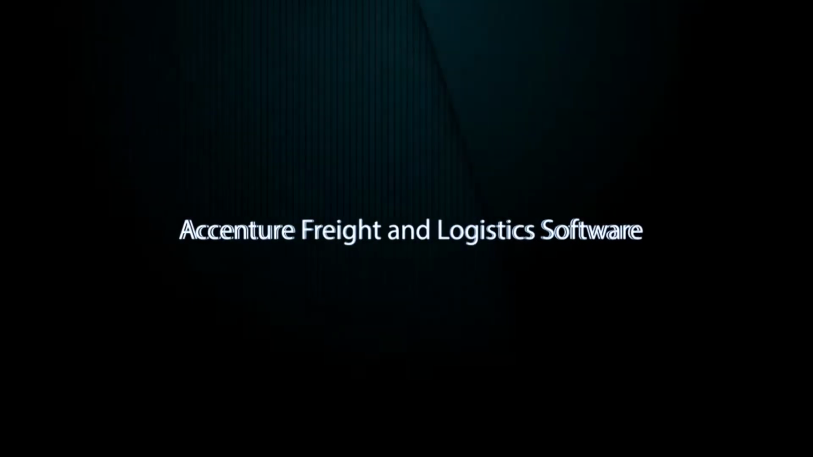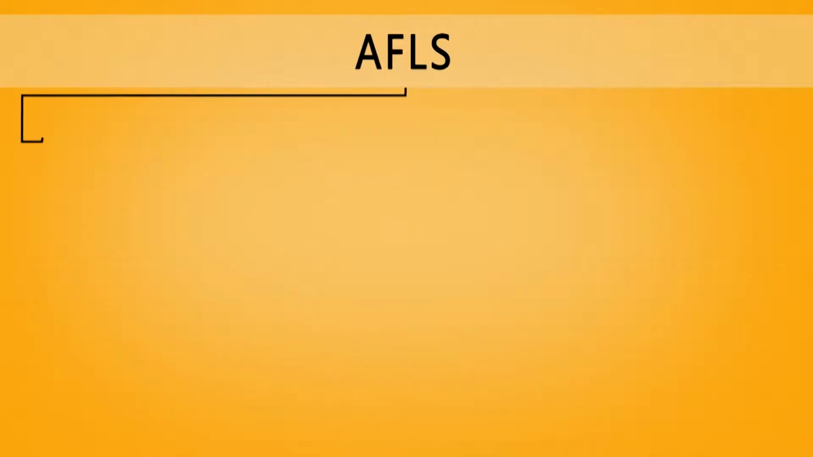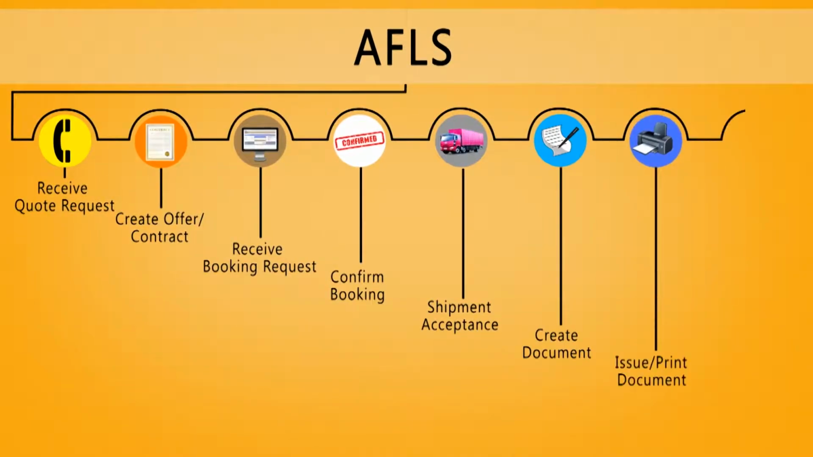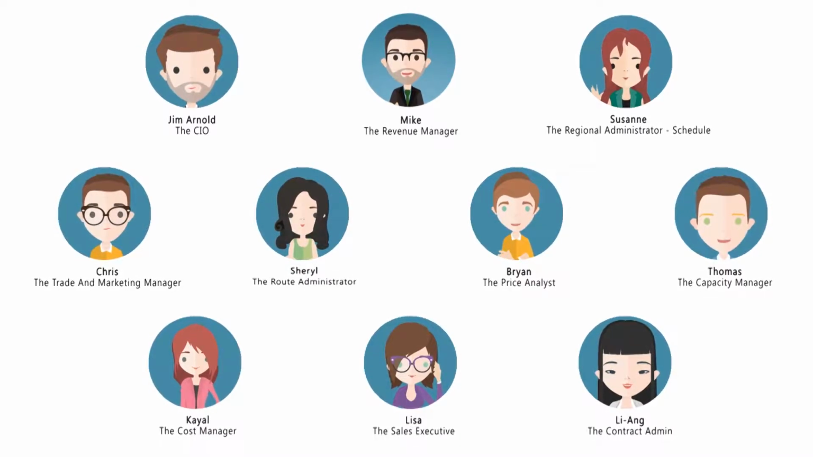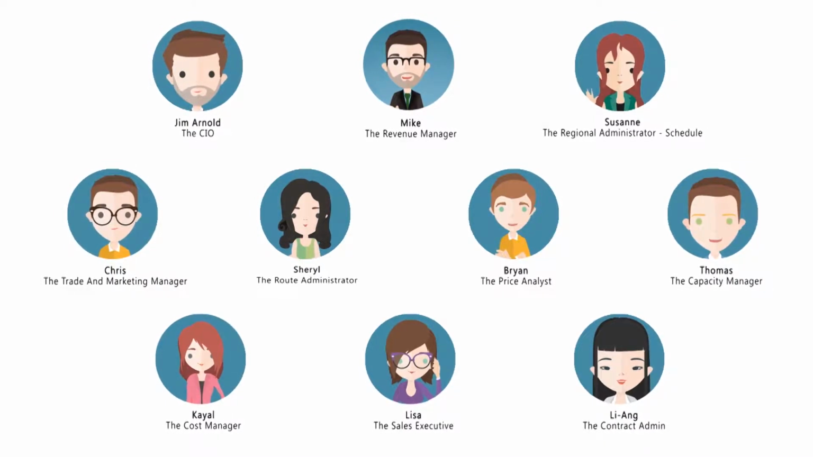Accenture Freight and Logistics Software provides advanced freight solutions that support the end-to-end quote-to-contract process of an ocean carrier. The solution prevents revenue leakage throughout the life cycle by providing greater visibility on contribution and space availability. AFLS is designed based on key buyer and user persona problems and helps address most of them.